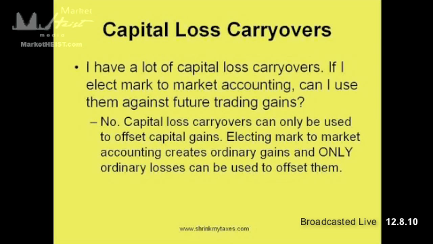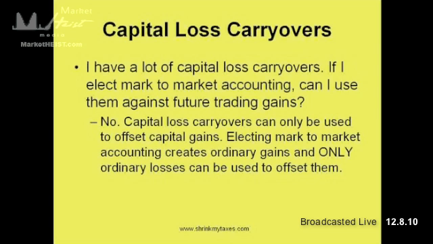Capital loss carryovers. I have a lot of capital loss carryovers. If I elect mark-to-market accounting, can I use them against future trading gains? The short answer there is going to be no. Capital loss carryovers can only be used to offset capital gains. Electing mark-to-market accounting creates ordinary gains and ordinary losses, and only ordinary losses can be used to offset those gains. Hopefully that makes sense.